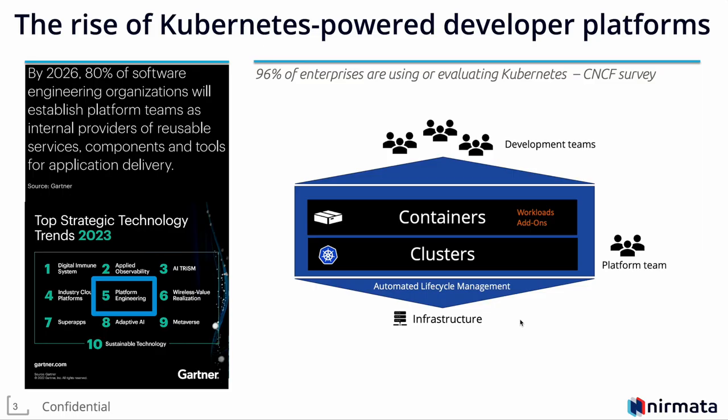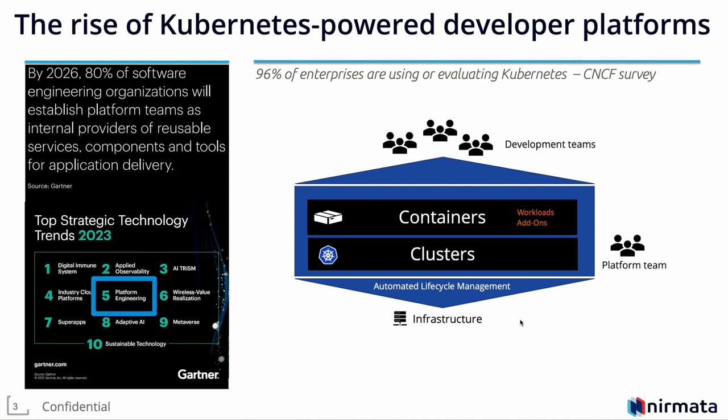So let's jump in. As you all know, Kubernetes has become the de facto orchestrator for containers, and there are a lot of surveys talking about the adoption of Kubernetes. The CNCF survey mentions about 96% of enterprises have either started using Kubernetes or are evaluating it. And what's also happening as Kubernetes becomes ubiquitous is that enterprises are building platforms on Kubernetes.